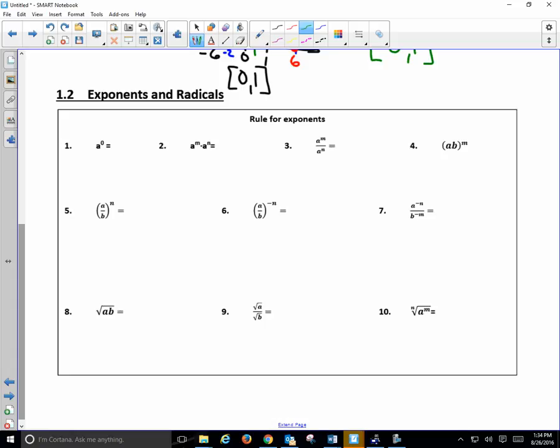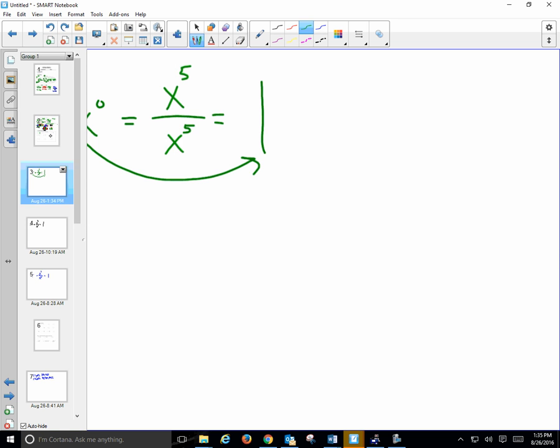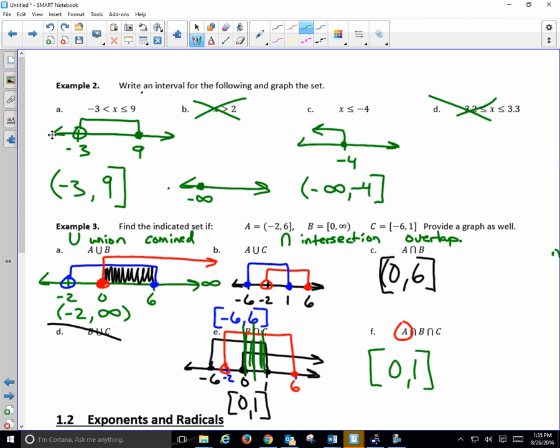Anything to the 0 power is 1. Anything divided by itself is 1. And using the property of exponents, x to the fifth over x to the fifth is the same as x to the 0. So therefore, x to the 0 is 1. That's why. Convinced now? Because otherwise it just looks like somebody made it up, right? And mathematics is never made up.